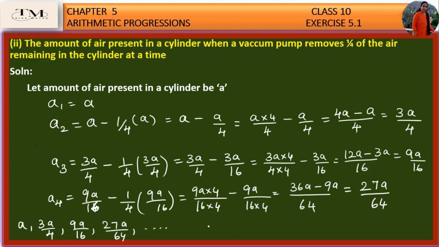Now if you check, the difference will not be the same, because for the second term we are subtracting a by 4. For the third term we are subtracting 3a by 16. For the fourth term we are subtracting 9a by 64. So the D term is different. D is different for all. So then question 2 is not an AP.